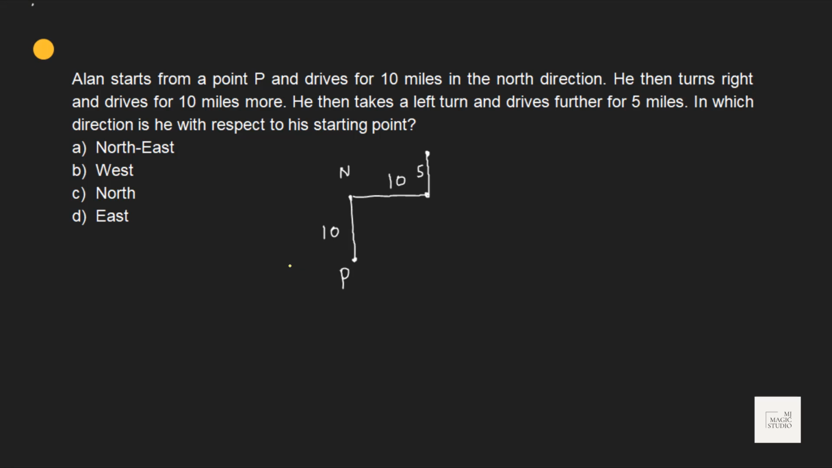We know the drill for this. It's simply, let's have the main direction at the main point. This is the final point. So this is the cardinal direction, northeast. Option A.